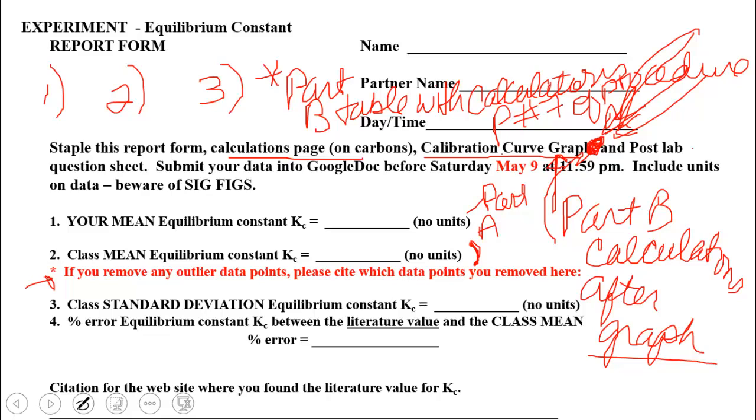You can remove any outlier data points that someone may have submitted. So let's say your equilibrium constant, mine was 208. Again, it was fake. And someone submitted 2.8. Probably an outlier if everybody is around in the 200s. So please tell me which data points you removed when calculating your mean. You can just list them out and say, these are the data points that I decided were outliers.